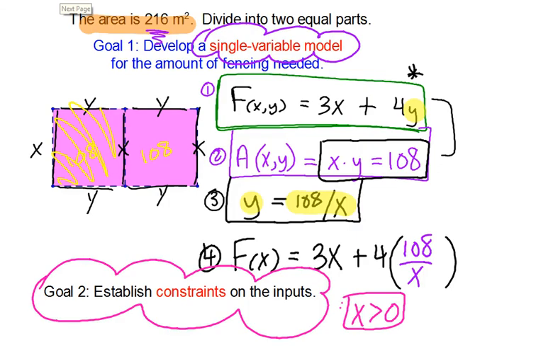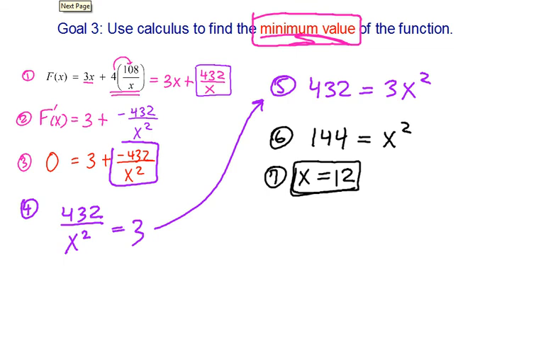Okay, so recapping the math that was involved, we chose some variables, we wrote a fence function and an area function, isolated one of the variables, plugged that variable in, and that gave us a single variable expression for the amount of fencing. We found that the constraint on x is that it must be a positive number. We then used calculus by taking a derivative. To find the critical points, we set that to 0, did some algebra, and found the value of x, which was 12, the critical number.